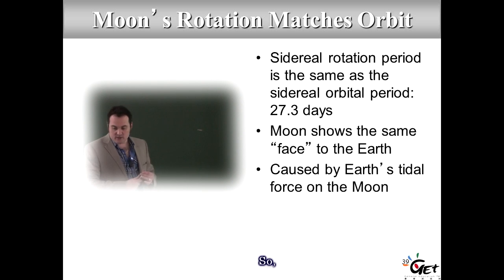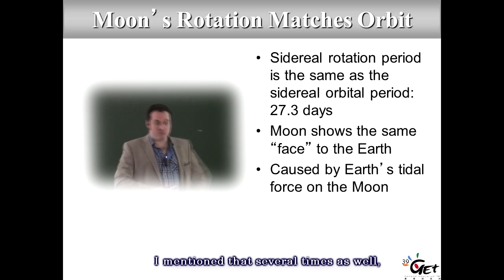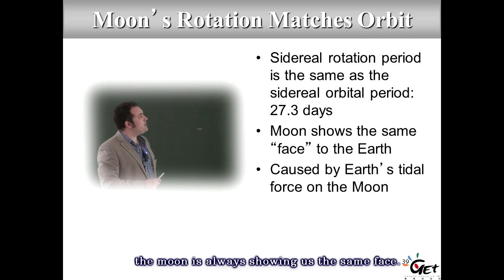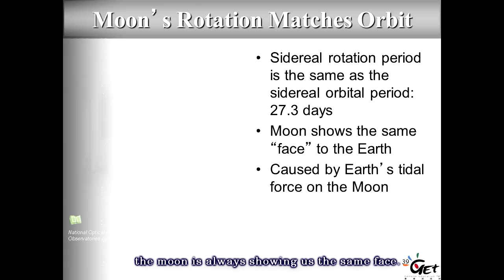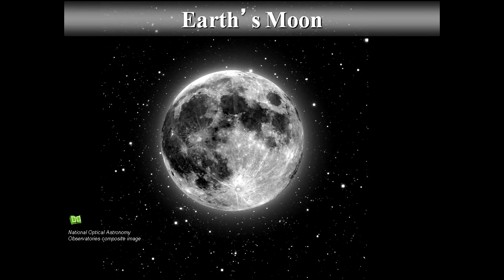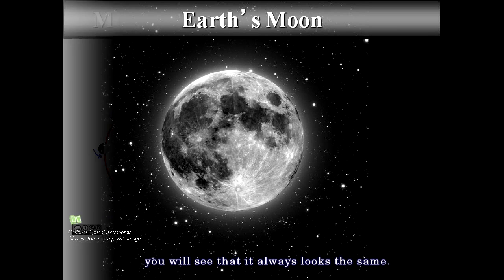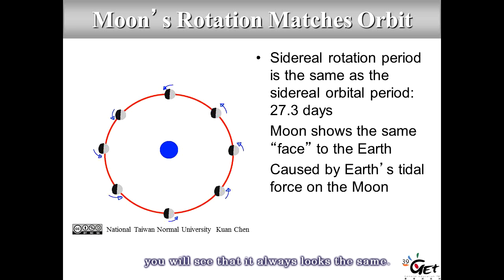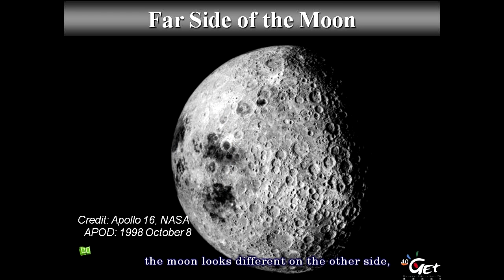Okay, I mentioned that several times as well. The moon is always showing us the same face. If you look at the face of the moon, you will see that it always looks the same. Whatever you're doing, when you look at the moon, it's always looking like that. Actually, the moon looks different on the other side. We have pictures, but if you want to see that, you need to take a spacecraft, because you need to be on the other side of the moon.